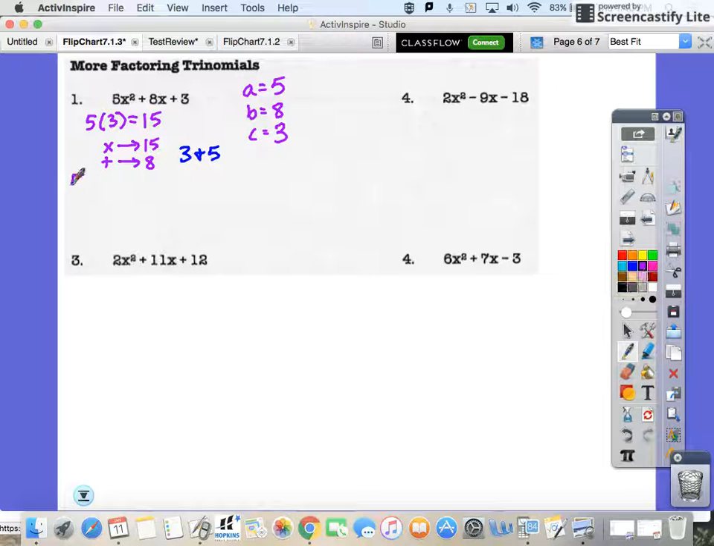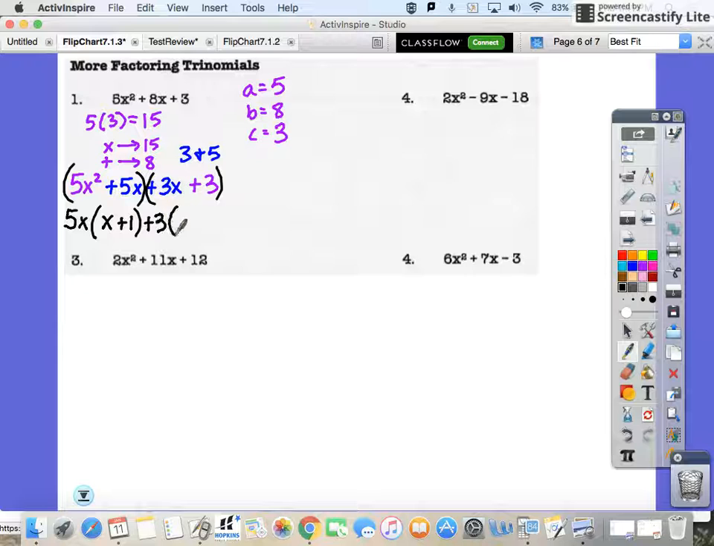So then what we do is we take 5x squared and we say plus 5x plus 3x plus 3. So we replace this middle term here with our new 5 and 3. Then we put parentheses around this, and find the common factors. So 5x squared and 5x, we can pull out 5x from both of those. We're left with x plus 1. Here we can pull out a 3. It's going to be a positive 3. And we're left with x plus 1.